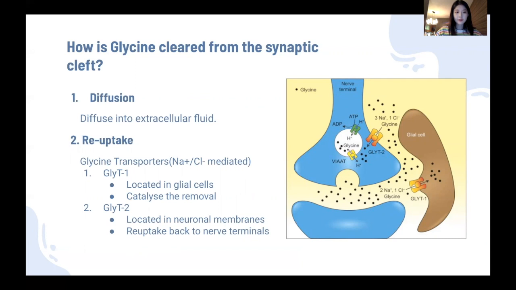There are two types of them, which are very similar in their structure, but function differently due to their locations. The first one is glycine transporter 1. These are located in glial cells, as you can see on the picture on the right. They function to catalyze the removal of glycine. And the second one is glycine transporter 2. They are located in neuronal membranes, and they can reuptake the glycine back to the nerve terminals so that these neurotransmitters can be reloaded into vesicles for reusing purpose.